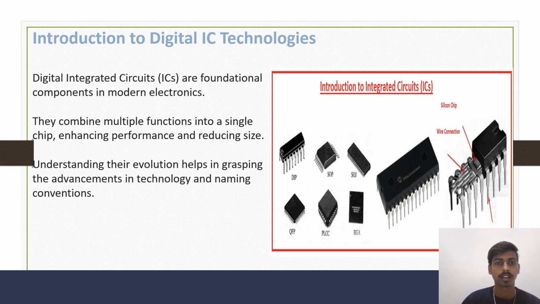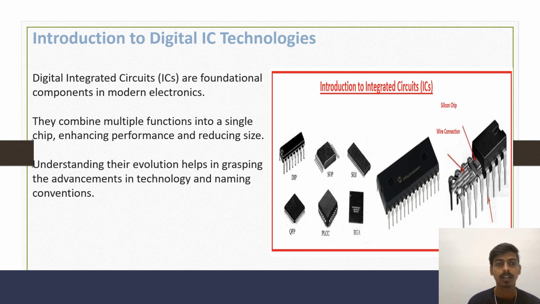Digital integrated circuits, ICs, are foundational components in modern electronics. You can see there is a chip that is called the IC, integrated circuit, here. On the right side of the diagram, we can see the silicon chip and the wire connected to the silicon chip. That is a circuit. It is an IC circuit.